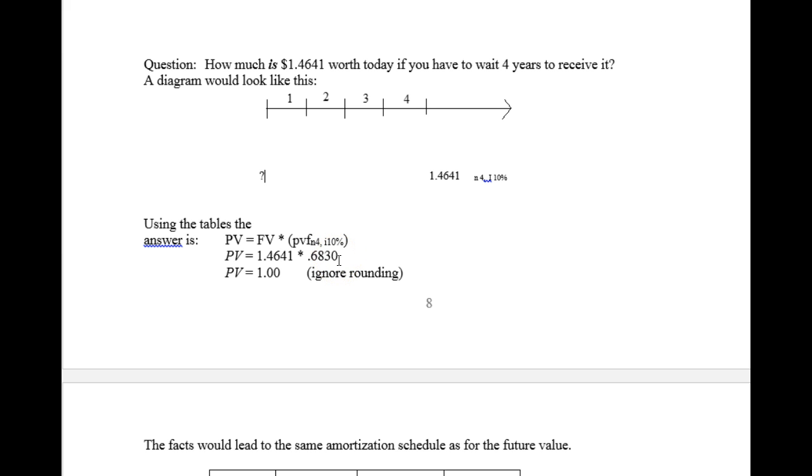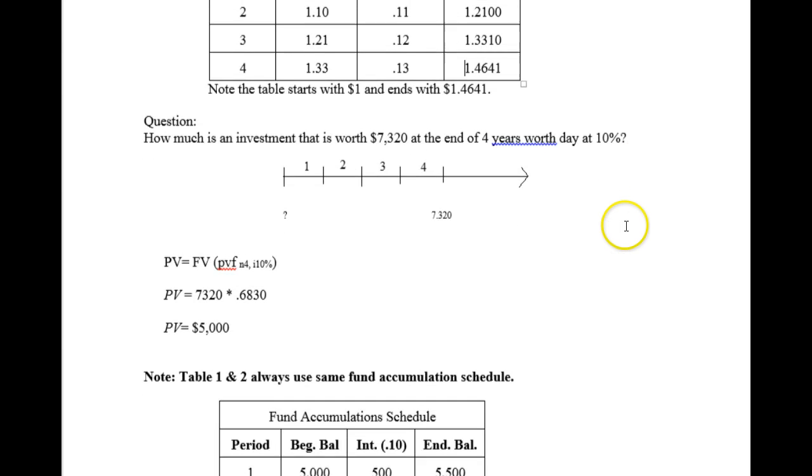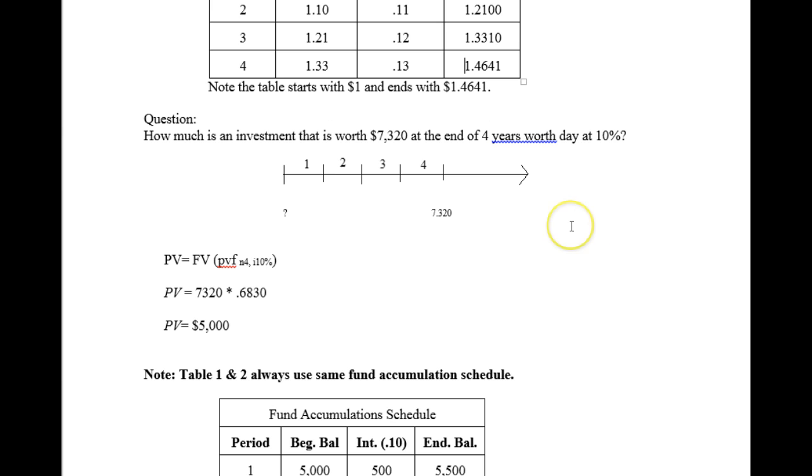We just did the reciprocal of 0.6830, and it brings you back to $1. This would lead you to the same accumulation or amortization schedule that we had before. It starts at $1, it ends at $1.46. Both of these prove Table 1. In Table 2, this is where it starts, the present value, and this is where it ends, the future value.